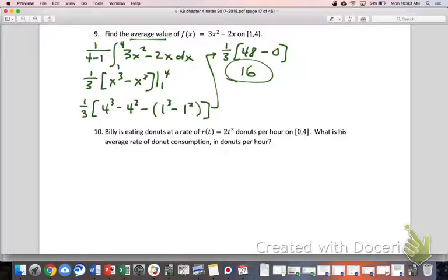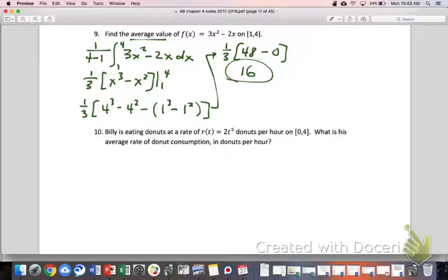Okay, let's take a look at number 10. Similarly, I want to kind of help you set this up. If you've read this, you already know that Billy has a problem, right? Serious problem. Well, hey, during the first hour, he has no problem. But by the end of the 4th hour, he has a problem, right? He's eaten quite a few donuts.